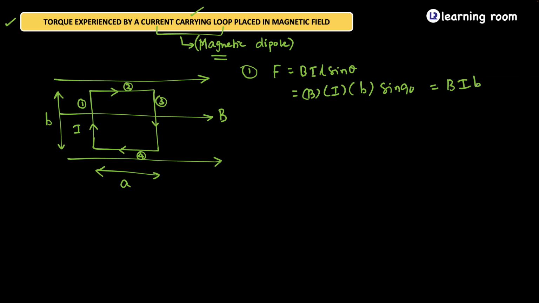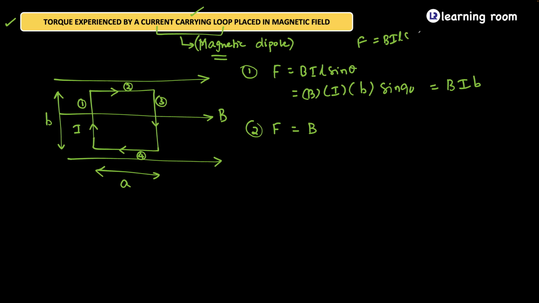Right. It's BIL. Okay. What about the second conductor? So F will be equal to BIL sine theta. B is B only, so the same formula is applicable.